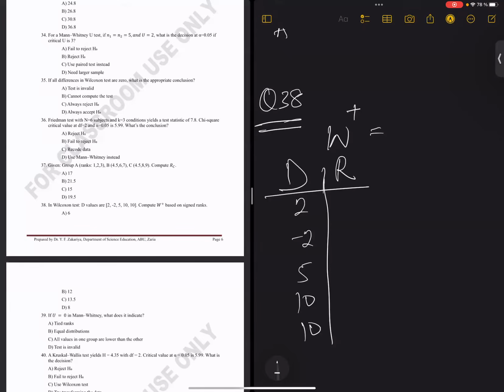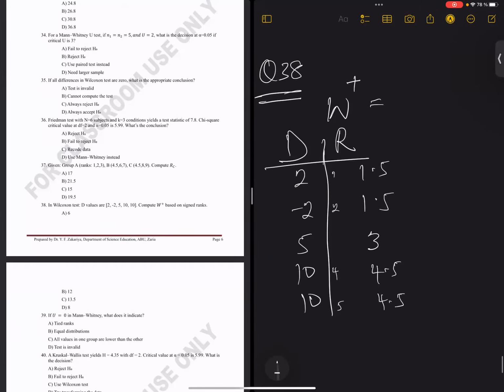Naturally, this is supposed to be 1 and then 2. Okay? But because they are the same number, you're going to find the average of 1 and 2, which is 1.5. So the first rank is 1.5. The second rank is what? 1.5. And this will be 3. You see it now. Then this naturally is supposed to be 4 and 5. They are the same number. So we find the average. So this is going to be 4.5, and then it's going to be 4.5. So only this one is a negative rank. You remember, because it's coming from a negative difference.